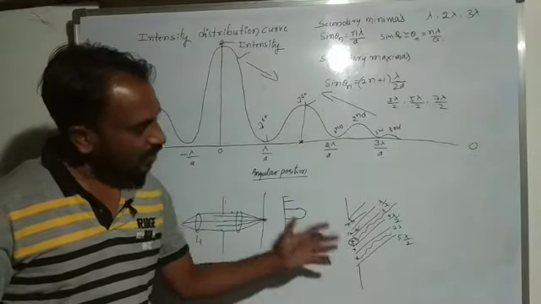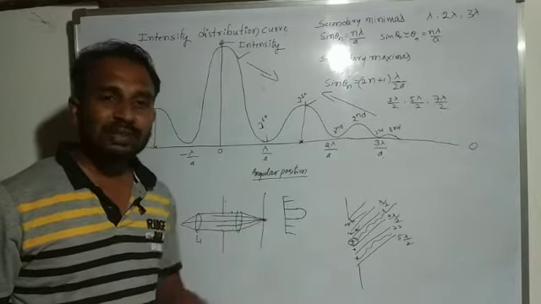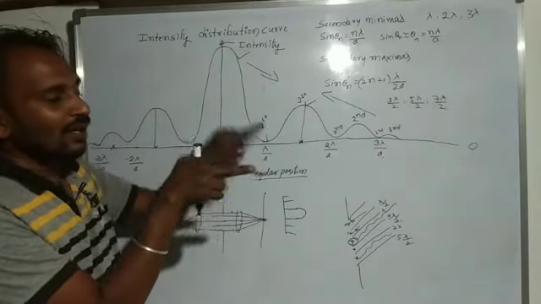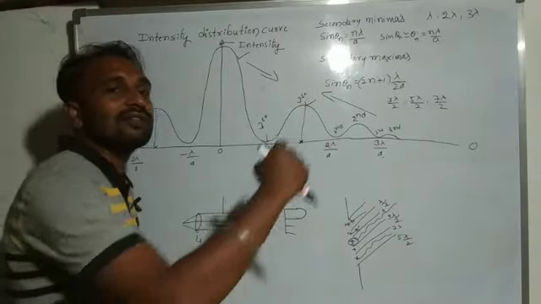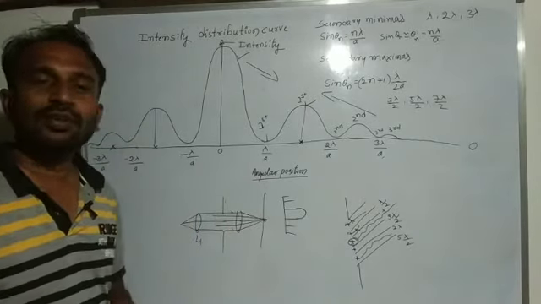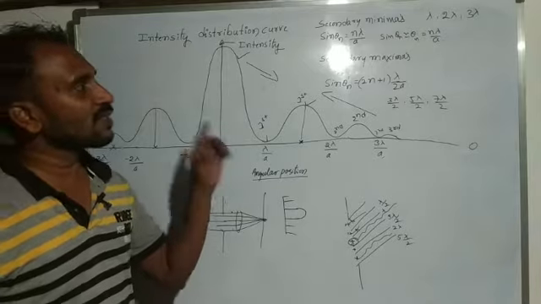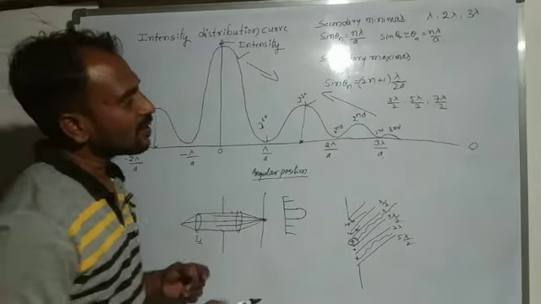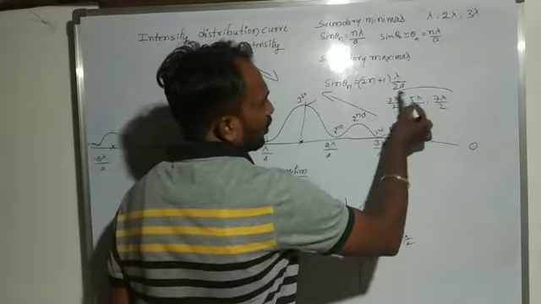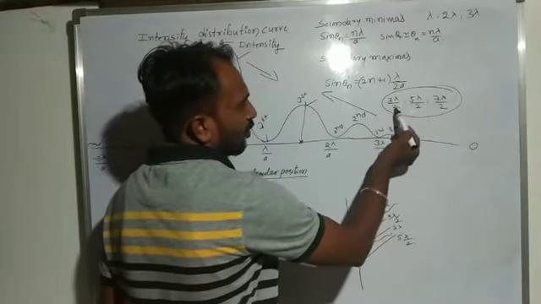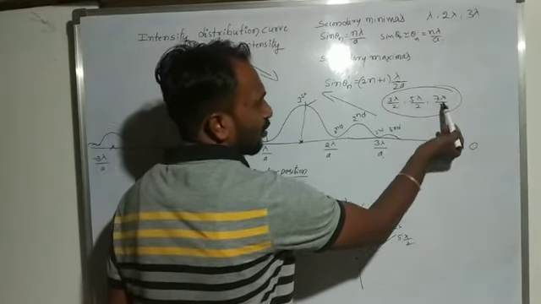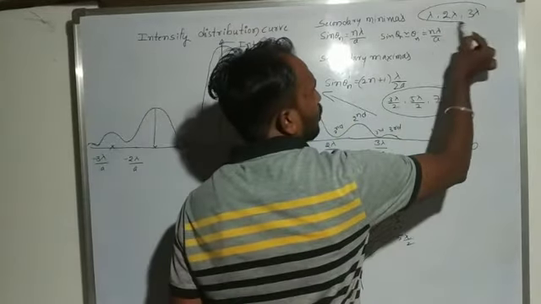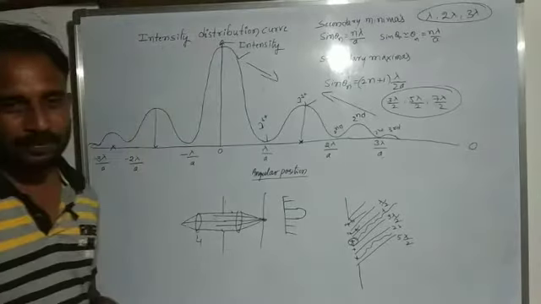Again, this slit makes 7 parts. First two cancel, next two cancel, and finally one wave produces a particular intensity of a fringe on a screen. So that is a third secondary maxima. So the path differences of secondary maxima are 3 lambda by 2, 5 lambda by 2 and 7 lambda by 2, and the path differences of secondary minima are lambda, 2 lambda and 3 lambda.